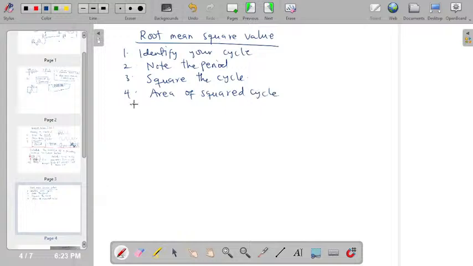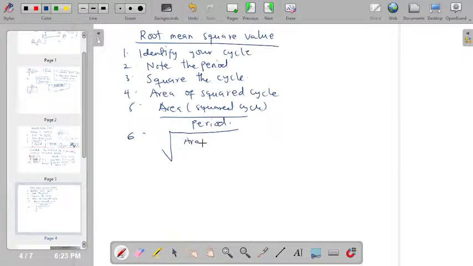Then finally, you divide the area of the squared cycle over your period. Then for the root mean square value, the last thing you're going to do is take the square root of this whole expression: the square root of area over period. This finally gives us the RMS value.